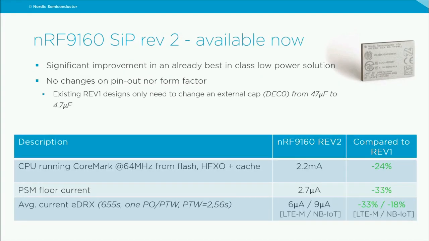This is the revision 2, and we can see that we have made some improvements on the 9160 with different key parameters. So you improve the CPU running CoreMark by 24%, PSM floor current is improved by 33%, and the average eDRX intervals in 10 minutes is improved by 33% and 18% in LTE-M and NB-IoT respectively. So if you have a revision 1, you can quickly change to revision 2 by just changing an external cap.